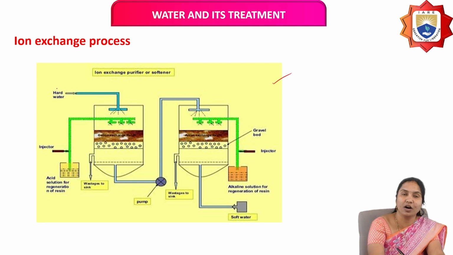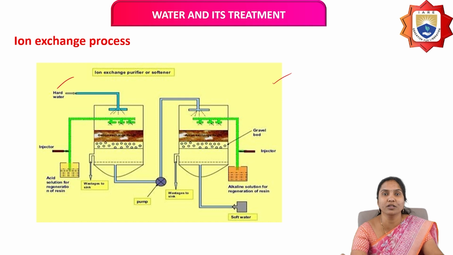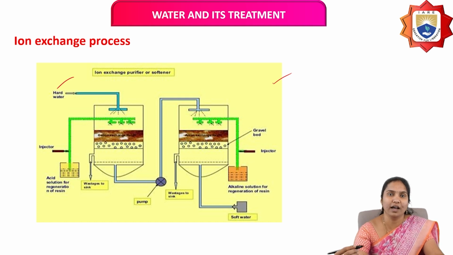So in this case, first hard water. Hard water means it contains minerals and also hardness causing ions like calcium, magnesium, bicarbonates, chlorides, sulfates, etc. present in this water. So we can purify it. That means hard water is converted to soft water by using this ion exchange method.